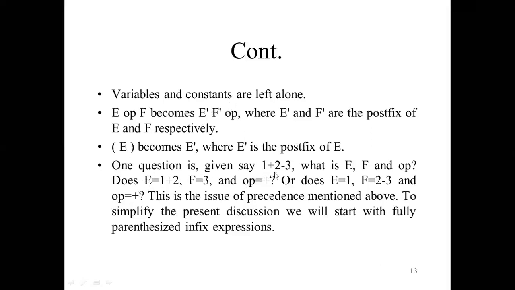One question is given here, say 1 plus 2 minus 3. What is E, what is F, and what is op? You can think over it: does E equal 1 plus 2, F equal 3, and op equal minus? Or does E equal 1? We are considering this as the given expression, so we can choose the values of E, F, and op from here as 1 plus 2, or we can choose E equal to 1. So there are two ways. In two methods, we can use these values and calculate the value of this expression. Here we will apply the precedence.